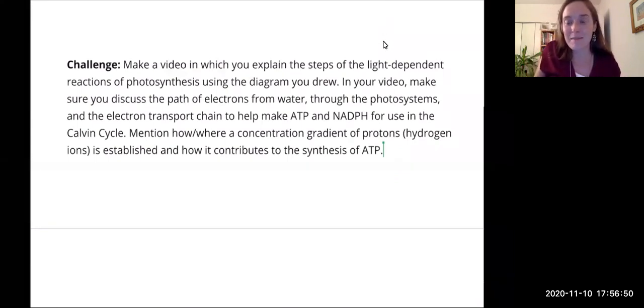Photosynthesis is pretty awesome stuff, and you're in a select group if you can really understand it and explain it.